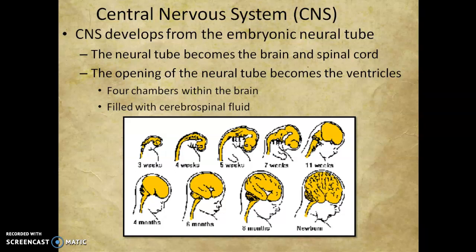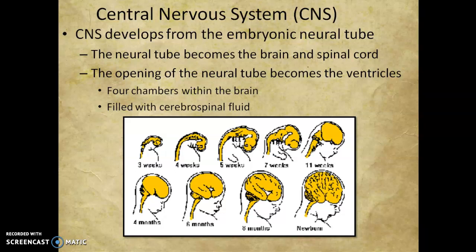In class, I might call you guys airheads, but it's not technically air that fills those spaces. Instead, there's a fluid called cerebrospinal fluid. That fluid is going to be responsible for making some of the connections and providing a cushion around the brain to protect it.